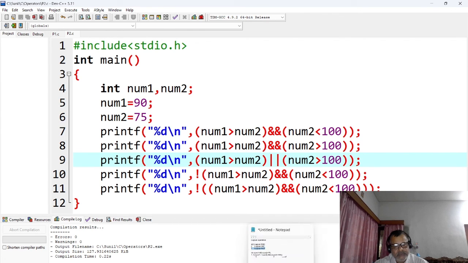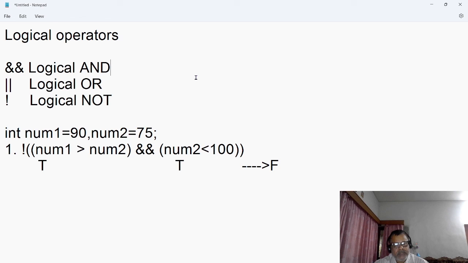Like this, if I am using this logical and operator, we will get true if both the expressions are true. Otherwise, in all other conditions, we will get false. What about this logical or? In the logical or operator, we will get false only if both the expressions are false. Otherwise, in all other conditions, we will get true. What about this logical not operator? It will reverse the meaning of the expression. If the expression is true, it will give us false. And if it is false, this logical not operator will give us true.